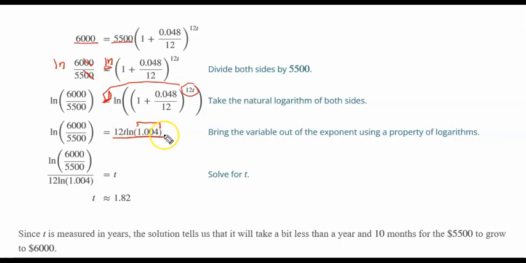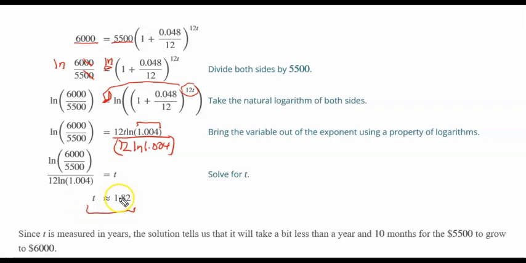Okay, so how do you find the answer? Well, you're going to divide, because you want to solve for t. So you're going to divide both sides by 12, natural log of 1.004, which is what they have right there. This divided by this, and the beauty of the calculator is you put that into the calculator and you get this.